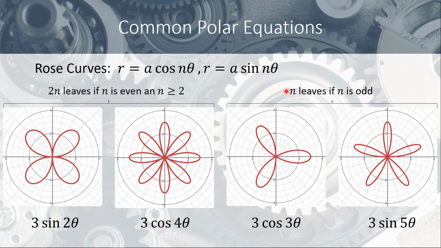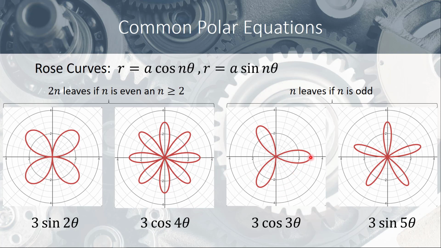Now, if n is odd, then the number of leaves will equal n. So here we have 3, here we have 5. If you wanted to determine whether or not we are dealing with a cosine function or a sine function, you can look at theta is equal to 0. This is probably the best and only place to look to make that determination. If it turns out you have a null when theta is equal to 0, you are dealing with sine. If it turns out that you have a max when theta is equal to 0, you are dealing with cosine.